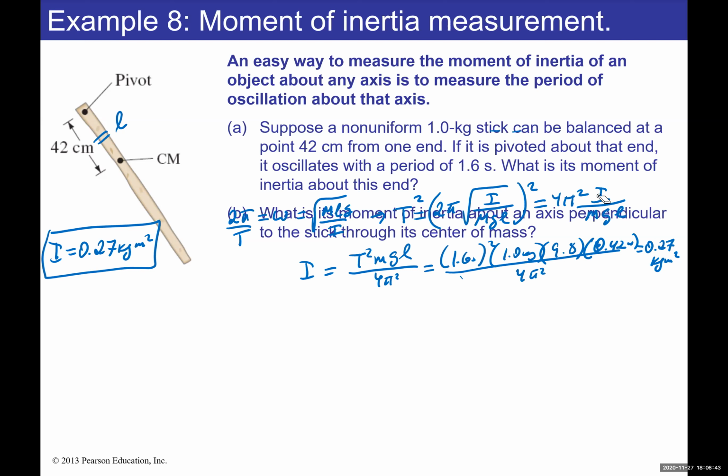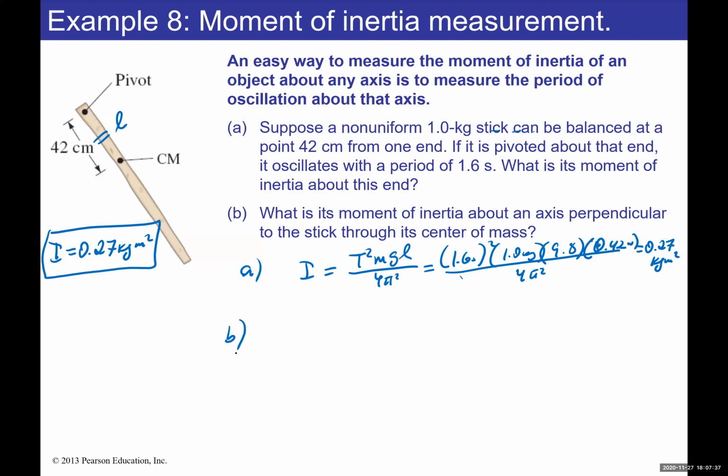All right, so we kind of get rid of this to see what part B says. So for part B, then what I have is this. What is the moment of inertia about an axis perpendicular to the stick through the center of mass? All right, so this was part A. This was part B.